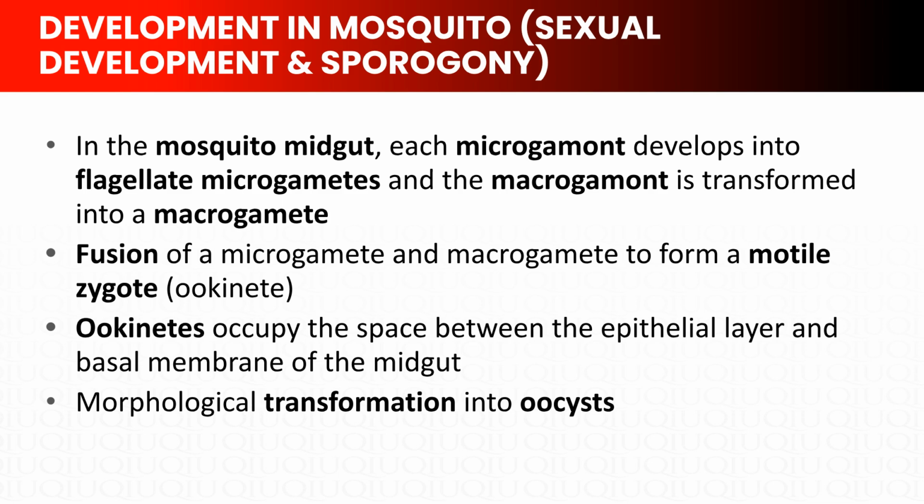Each microgametocyte rapidly develops into multiple flagellated microgametes, the male sex cells. Simultaneously, the macrogametocyte transforms into a single macrogamete, the female sex cell. Fusion of a microgamete and macrogamete produces a zygote, which becomes motile and is called an ookinete. This ookinete is the only diploid stage in the entire life cycle. The ookinete penetrates through the midgut epithelium and occupies the space between the epithelial layer and the basal membrane of the mosquito gut wall, where it undergoes morphological transformation into an oocyst.